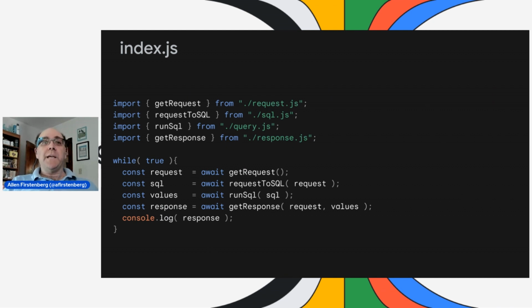So the first thing we're going to see about our code is that it almost completely mirrors, at the highest level, what our flowchart earlier looked like. We're going to get the request. We're going to turn that request into SQL. We're going to run that SQL. And then based on both the original request and the values that we got back from the SQL, we're going to get a response. We're going to show the response, and we're going to keep doing that. So let's see what each of those four functions look like.